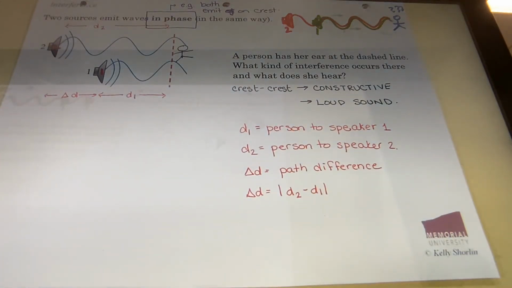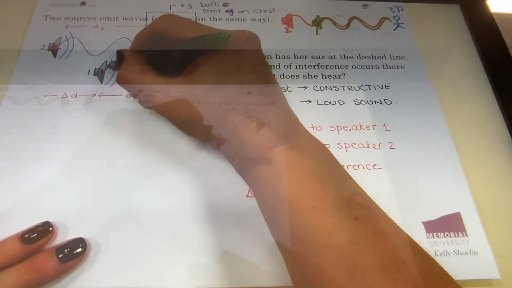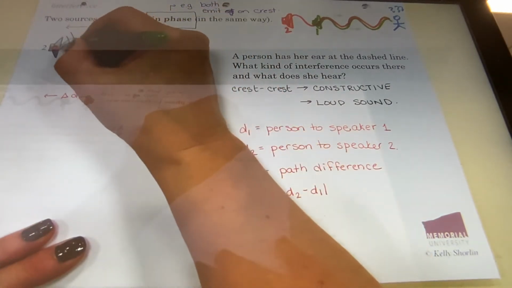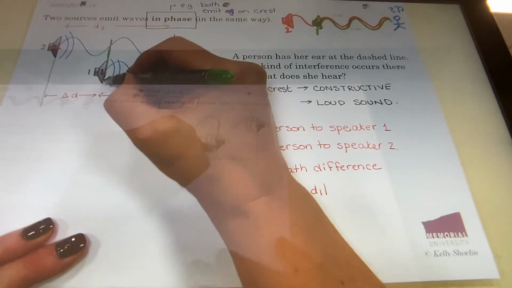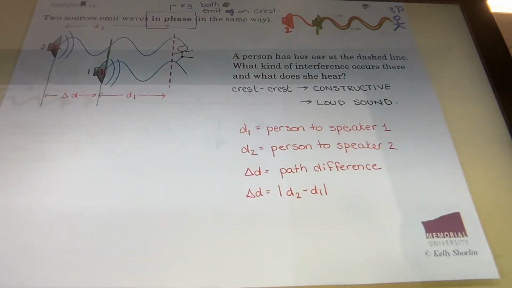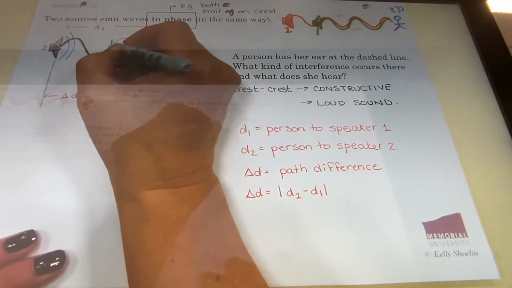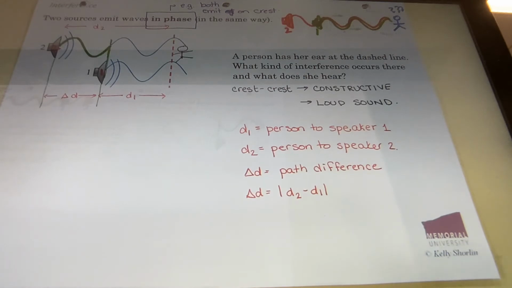If we're trying to figure out what people are going to hear, we care about sound, we care about frequency and wavelength. Let's try and relate delta D to the wavelength in the picture. If I trace a line up from here, I see that that's where this speaker is. If I trace a line down from here, I'm going to trace over my wave right here. How much of a wavelength is this? That's a full wavelength right there. So in this picture, delta D is equal to a wavelength, and our person hears loud sound.